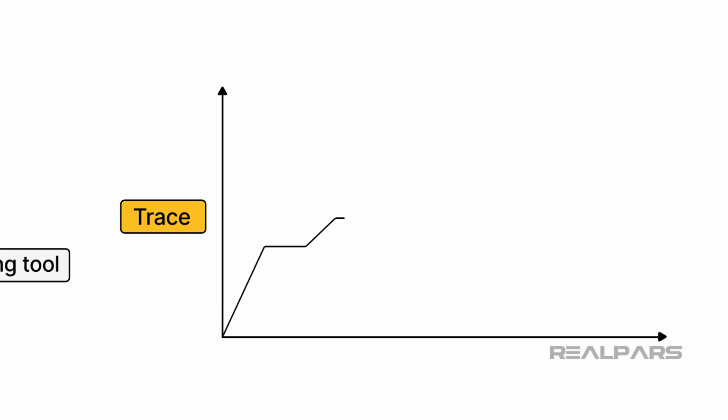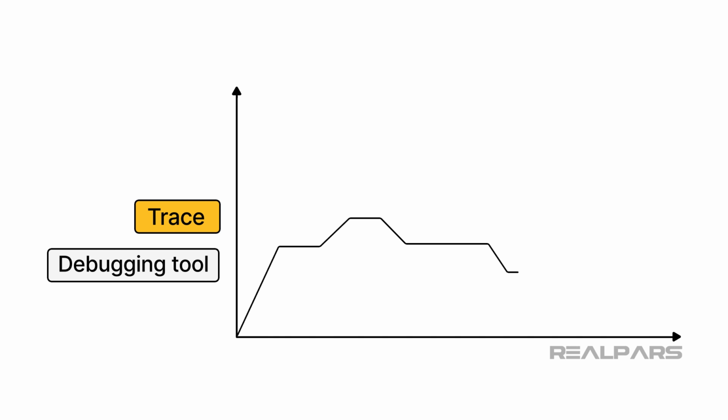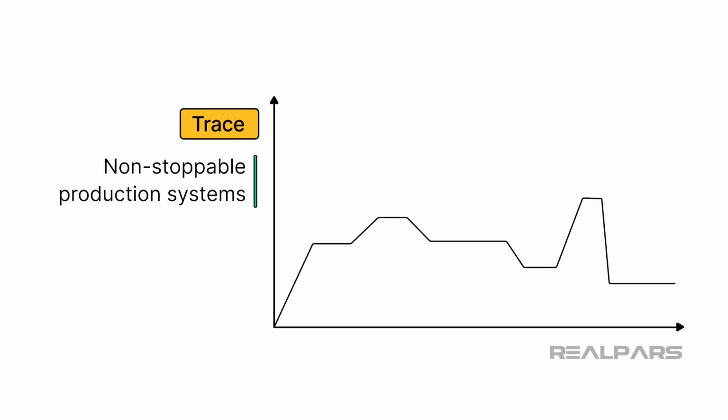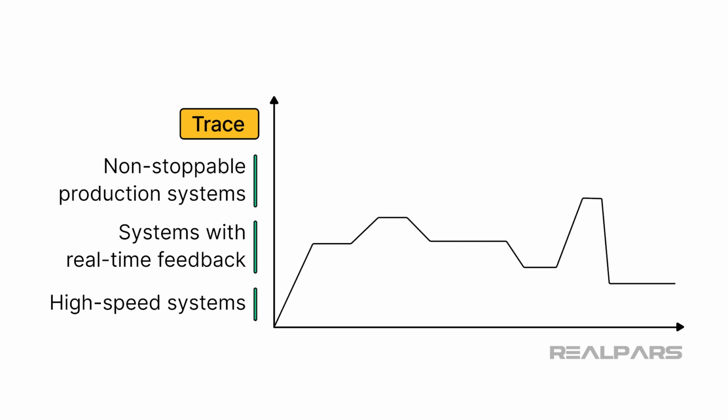Traces are powerful debugging tools that let you create a graph of the values of application variables over time. Traces are particularly useful for understanding what is happening in production systems that cannot be stopped. Systems with real-time feedback like PID loops, and high-speed systems like labeling machines.